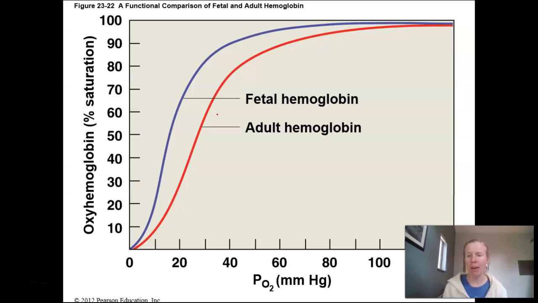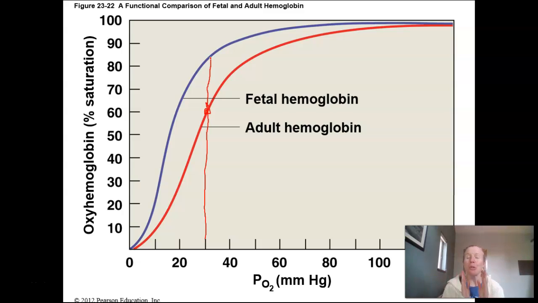You're able to fill up even at those lower PO2 levels. So notice here, if we looked at just a partial pressure of 30, adult hemoglobin would be at like 60% saturated. Look at how good fetal hemoglobin is at grabbing on. That's over 80% saturated, okay? And that would be a left shift.